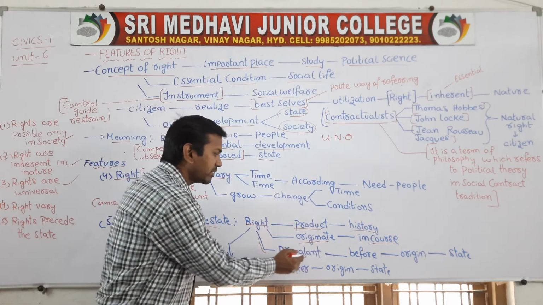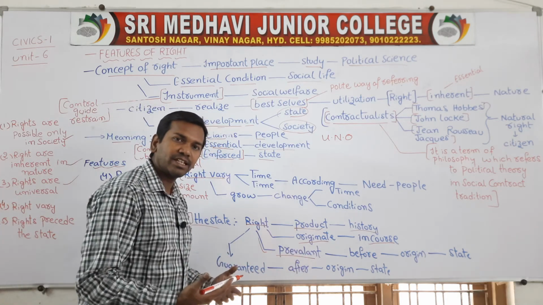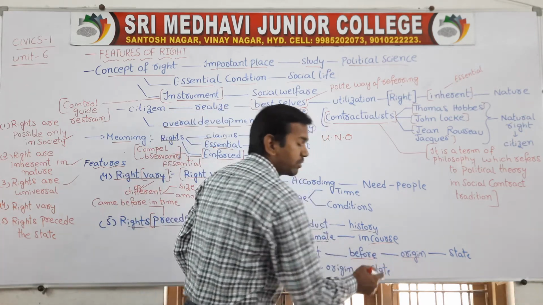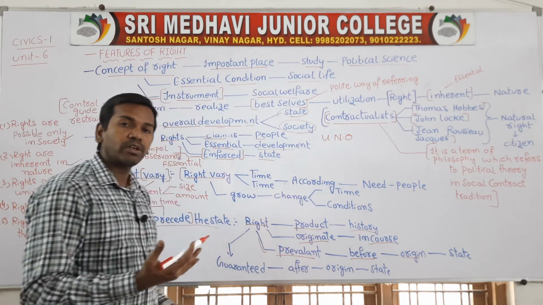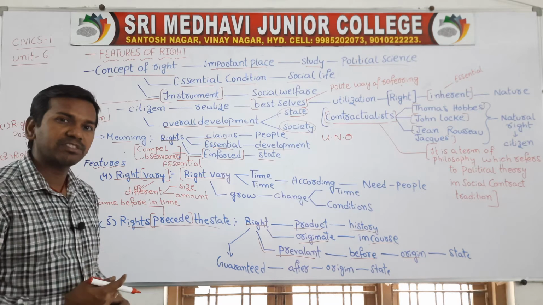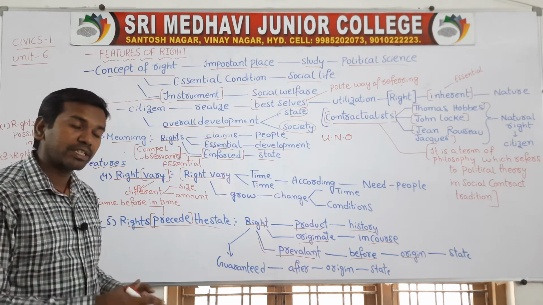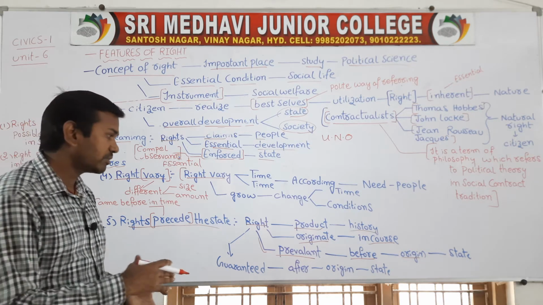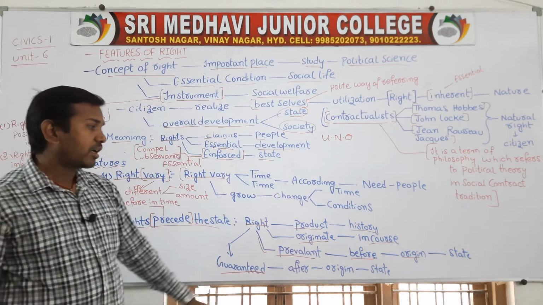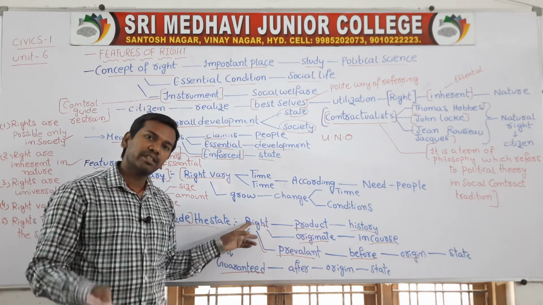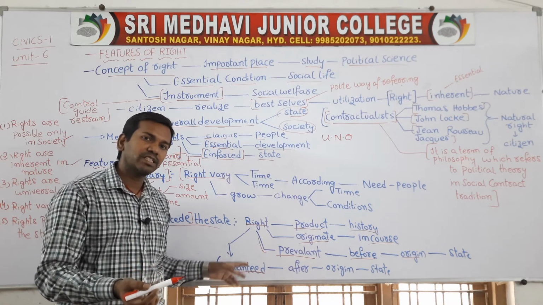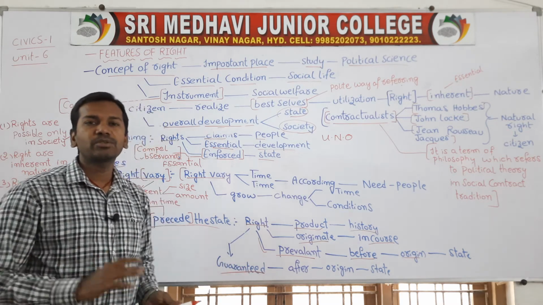One more point is that rights were prevalent, in the sense that rights existed even before the origin of states, before the formation of states or of some democratic principles. Rights were prevalent before the origin of states, but later they were guaranteed to all the people after the origin of states. These rights were there before also, but the difference is that after the formation of states, these rights were given to all the citizens. This is the only difference.